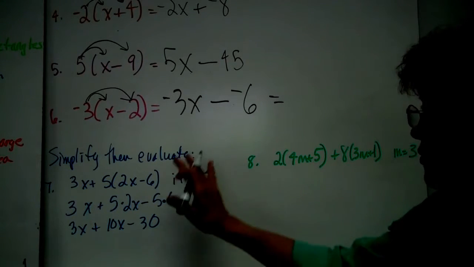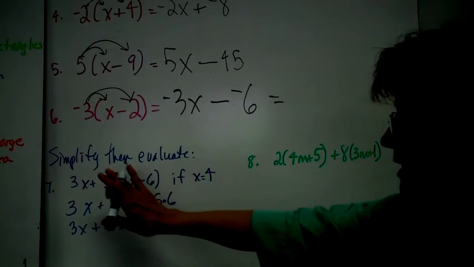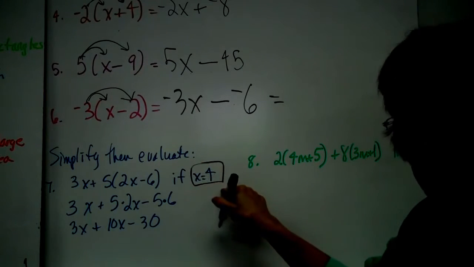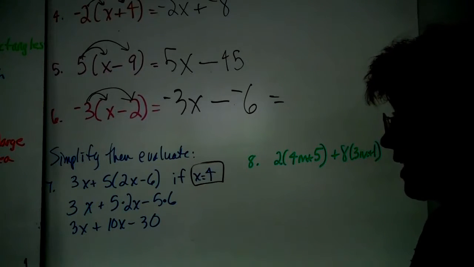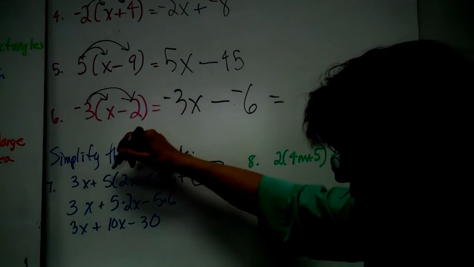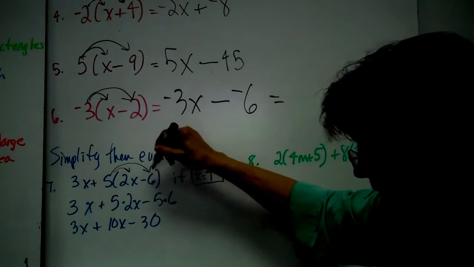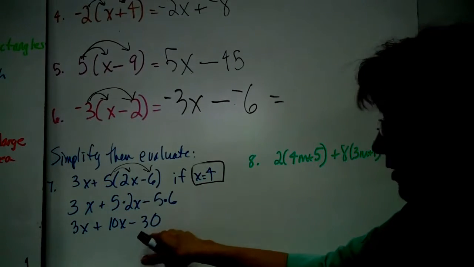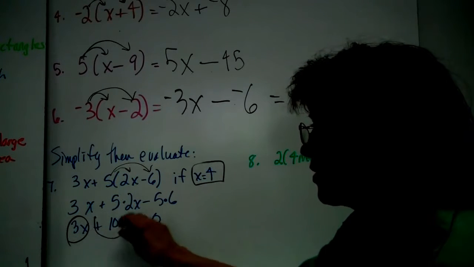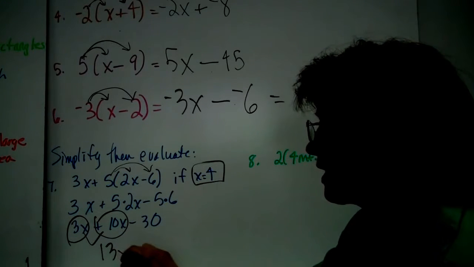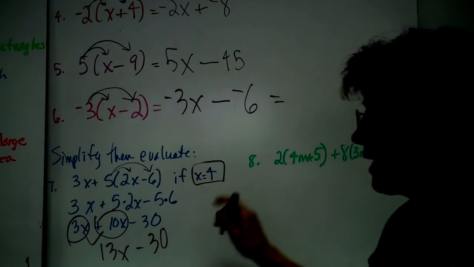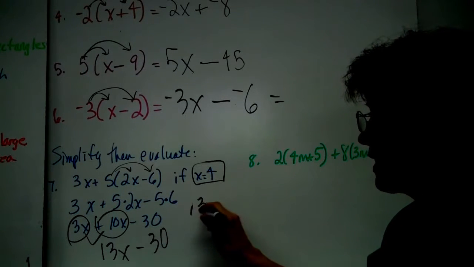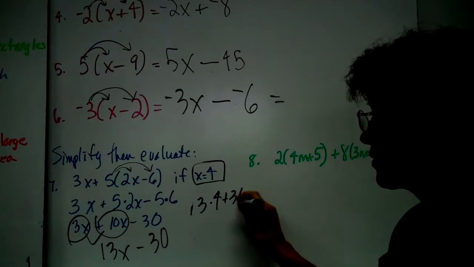Okay, so let's do some a little bit more complicated ones, and this time they want you to simplify it and then evaluate it given this number. Like if x equals 4, we plug the 4 back into the x. So here I started this. I didn't draw my arrows, which I should have done. Okay, then I got 3x plus the 10x minus the 30. Okay, so I'm going to combine my like terms. 3x plus 10x is 13x minus 30. Now I've got to plug in 4 where the x is. So that's going to mean 13 times 4 minus 30.